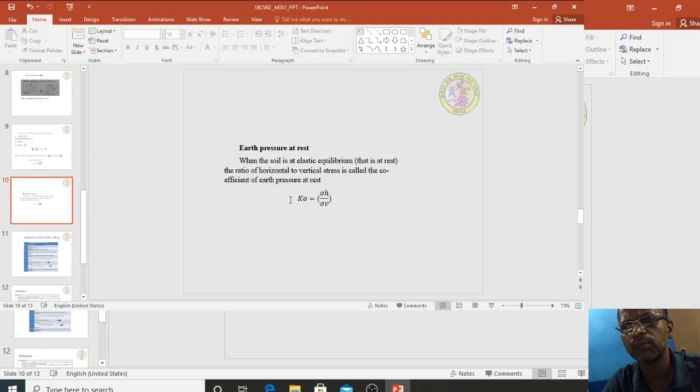Then what is meant by earth pressure at rest? This is your retaining wall. The backfill force is acting in this direction, and an opposite force is acting in this direction. As a result, the retaining wall is in the equilibrium position. It will not move either away from the backfill or towards the backfill. That condition is called the earth pressure at rest condition. In the earth pressure at rest condition, sigma h is equal to sigma v. That K0 is called the earth pressure coefficient at rest, and it is equal to 1 minus sin phi.